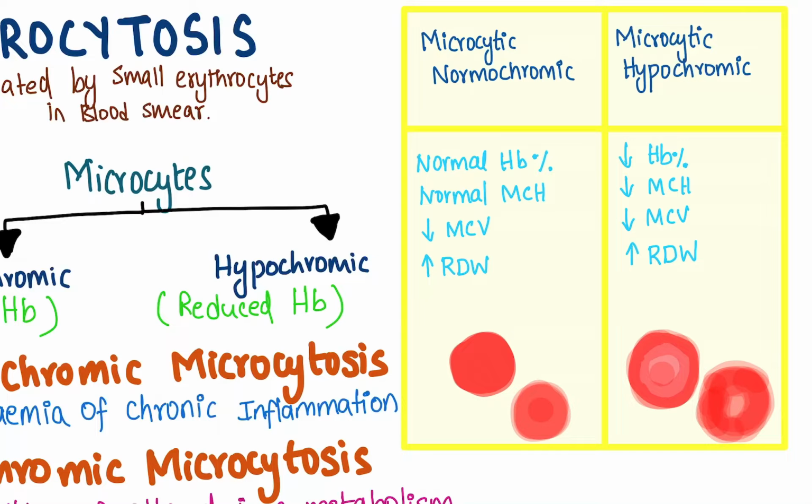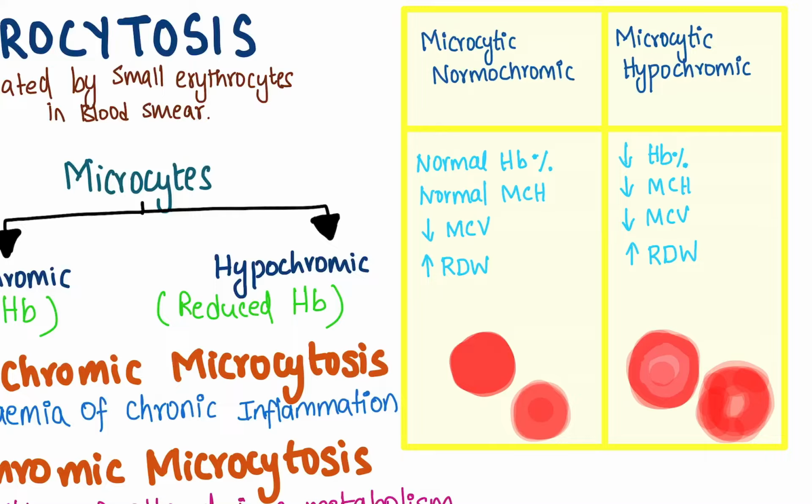In CBC, you can differentiate between microcytic normochromic versus microcytic hypochromic anemia by looking at just 4 parameters. In microcytic normochromic anemia, the hemoglobin and MCH will be normal and MCV will be less, and RDW will be high because there are normal erythrocytes and there are small erythrocytes. So the difference in the width is more, so RDW is going to be high.